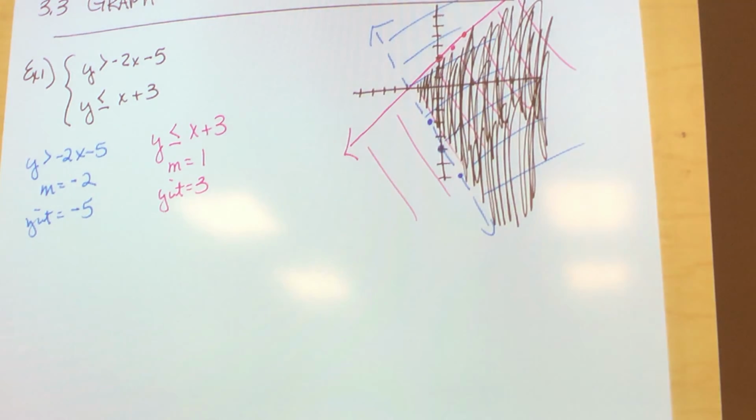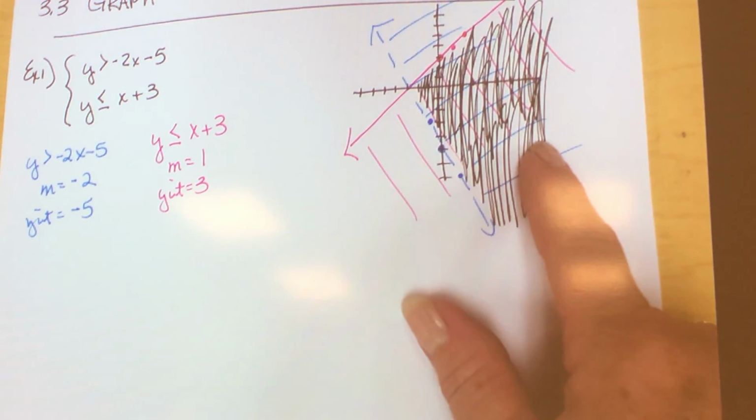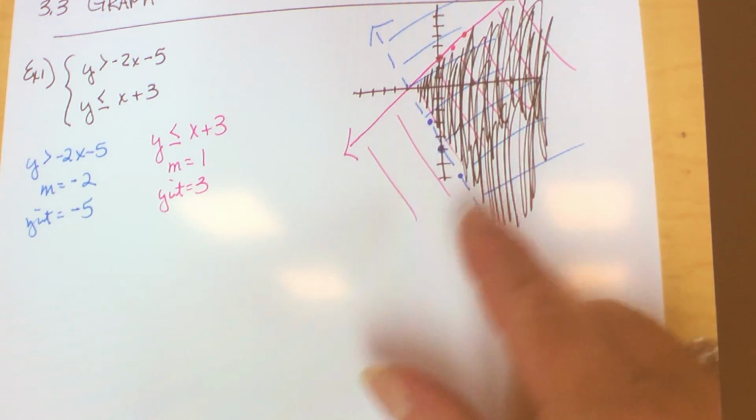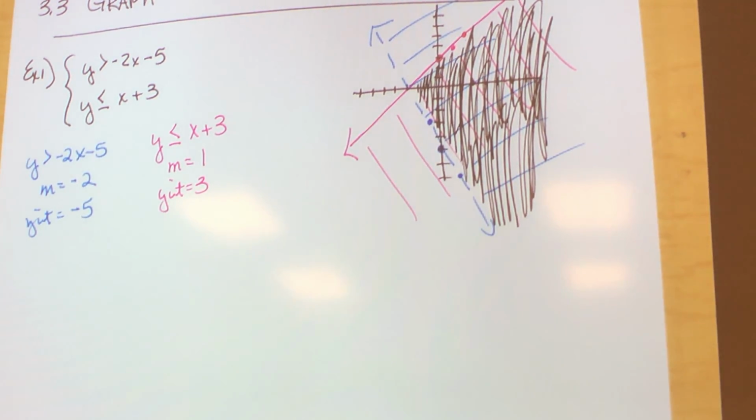So the solution would be where they both overlap. Yes, the solution is where they overlap. So colored pens are nice because you can see where both the colors are, but you can also just do the slashes like I did, and then you can see where the slashes both are, and that would be your solution.